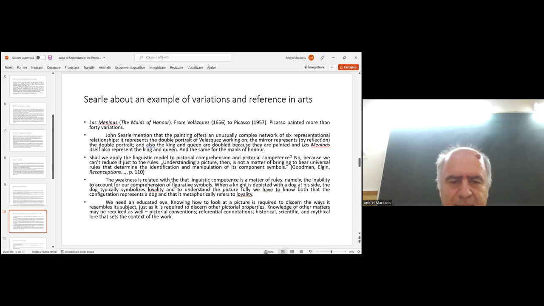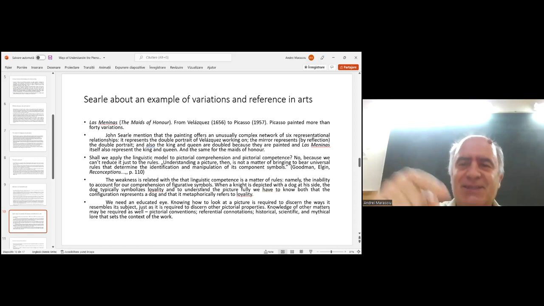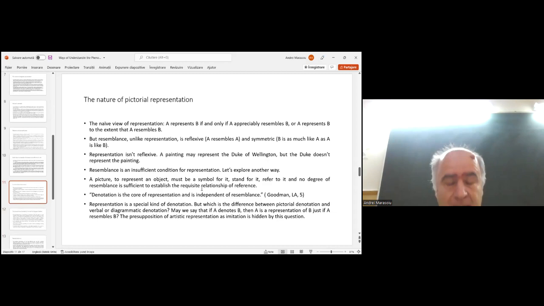It's important to understand that in order to understand this, we need an educated eye, because without an educated eye, we can't see all this network of relations. If we try to understand this, to explain the nature of pictorial representation, then first of all, we have to make a distinction between the so-called naive view of representation and the correct view of it.